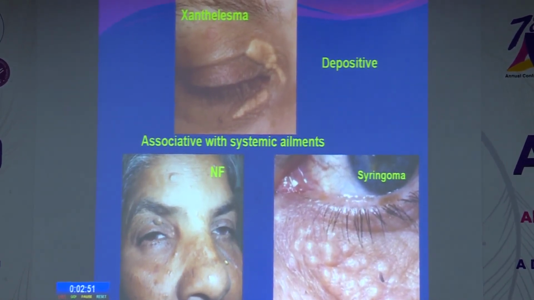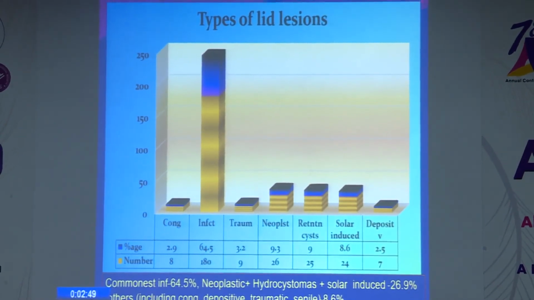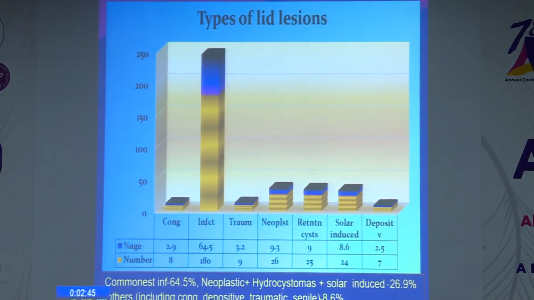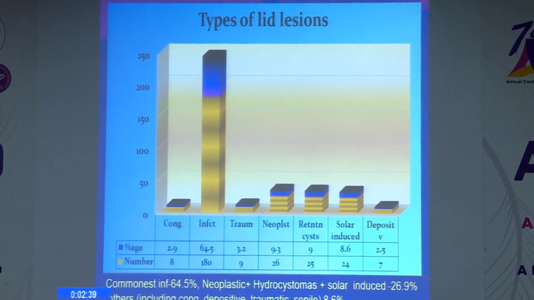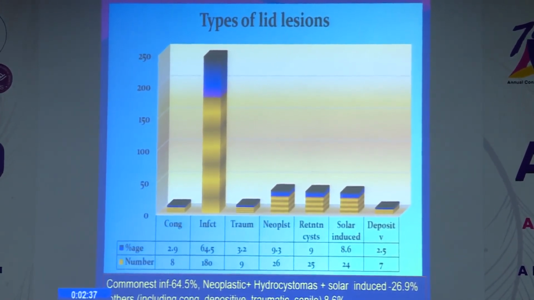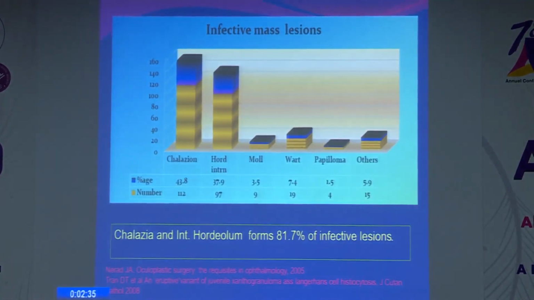When we statistically analyze these lesions, the commonest were of the infective type in 64.5%, followed by neoplastic, hydrocystomas and solar-induced lesions put together in 26.9%, while the rest were 8.6%. Of the infective type, chalazion and hordeolum contributed to 81.7%.